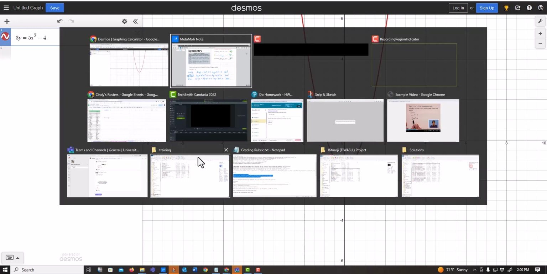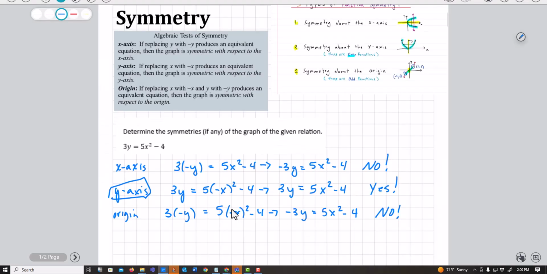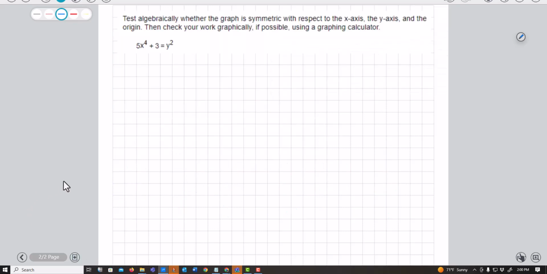Now, what you'll get after a while is you'll kind of figure out that if you have something you're plugging in and it's to an even power, then whatever you're looking at, the x or the y, negative and negative is going to be a positive. So let's look at one like this. I'm going to test this one.